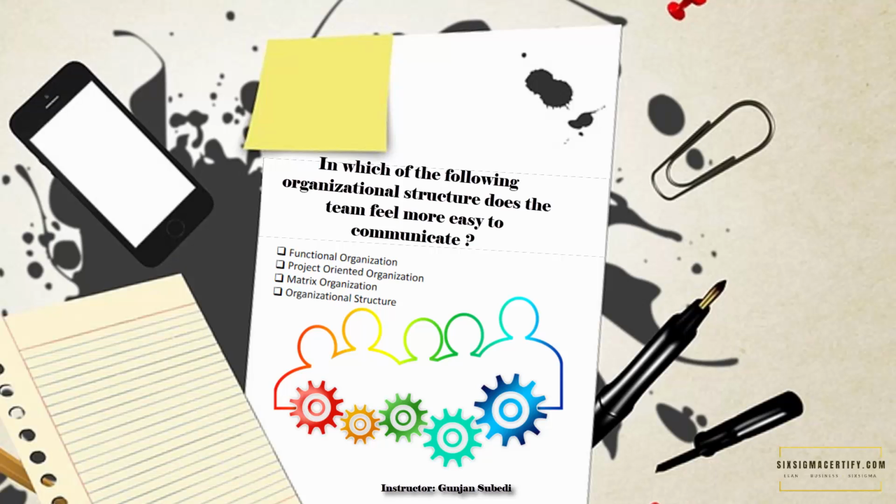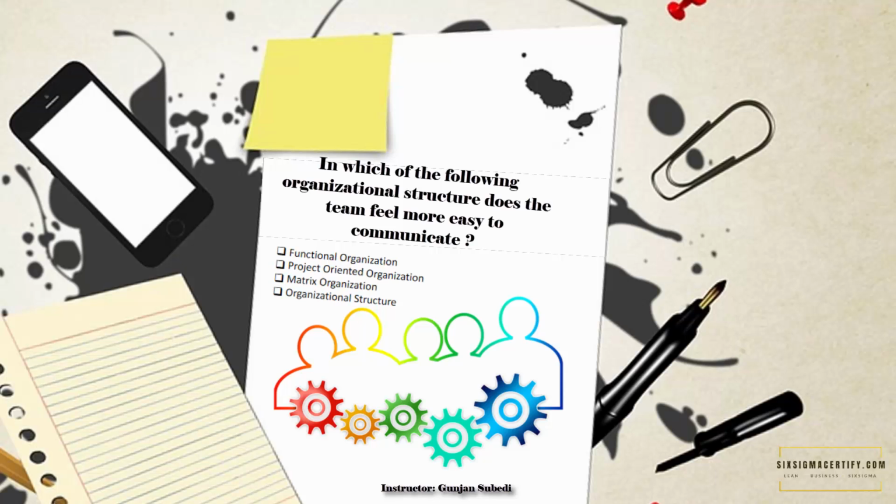So here is a question for you. In which of these organizational structures does the team feel easy to communicate? Functional organization, projectized organization, or the matrix organization? I will give you some time to think, so you can pause the video now.